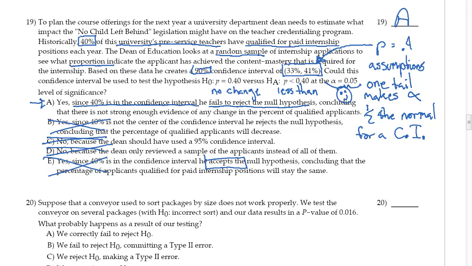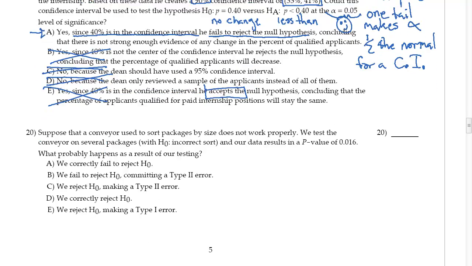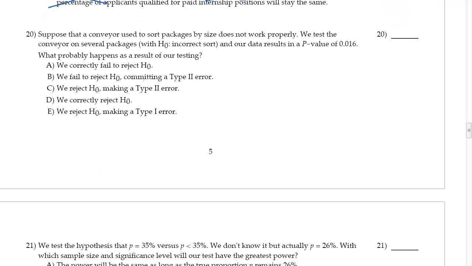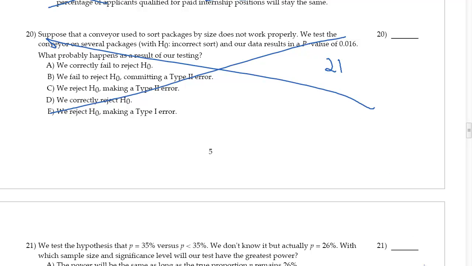We always use the terminology fails to reject, and we only care that it is in the interval, not in the center. So for 20, obviously, this is again one of those type 1, type 2 error things that we're going to talk about in chapter 21, so just skip it.